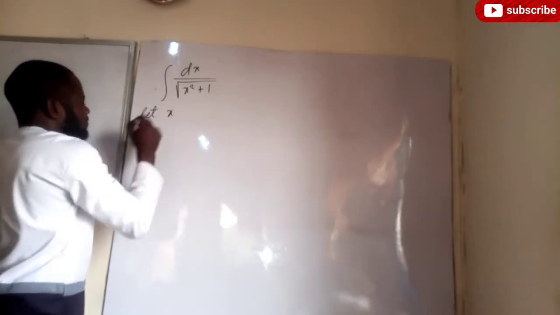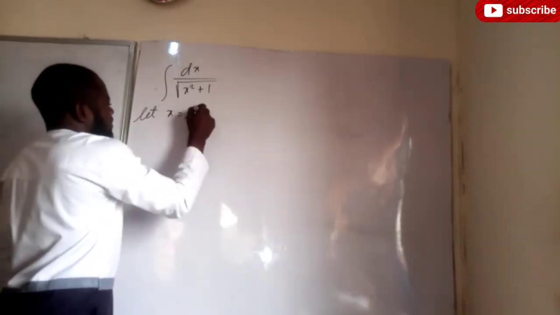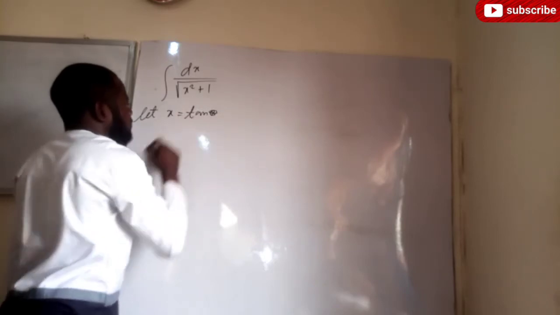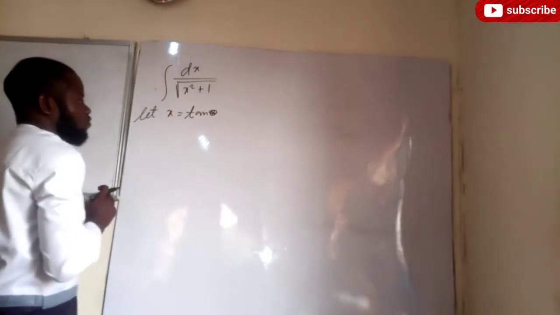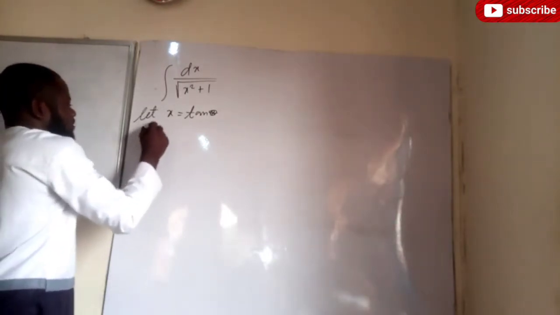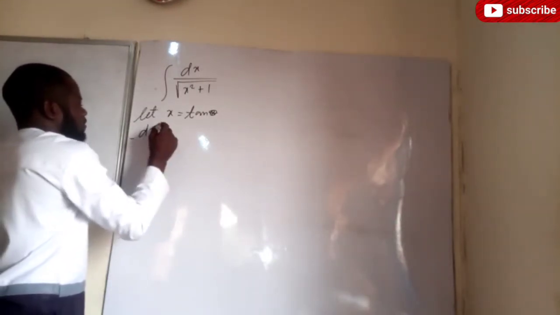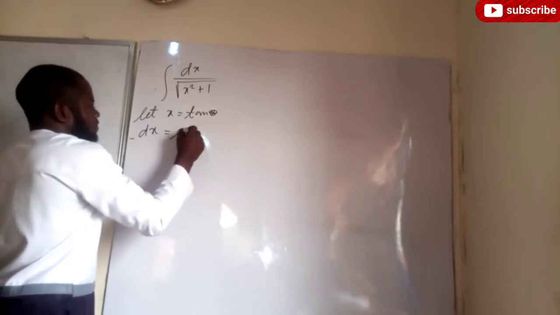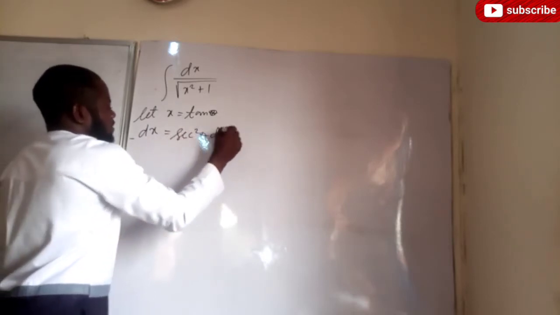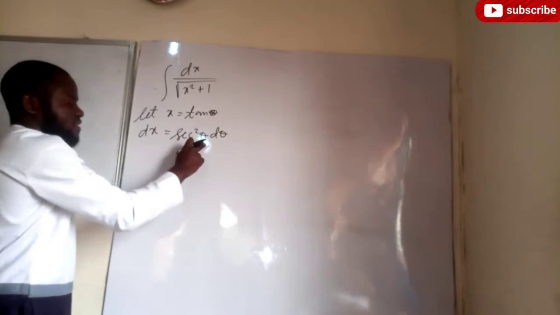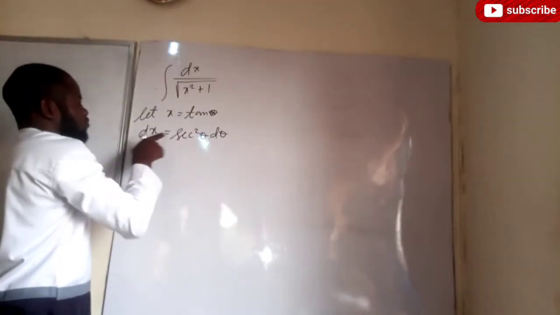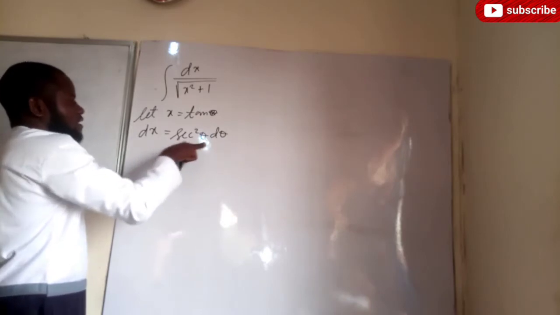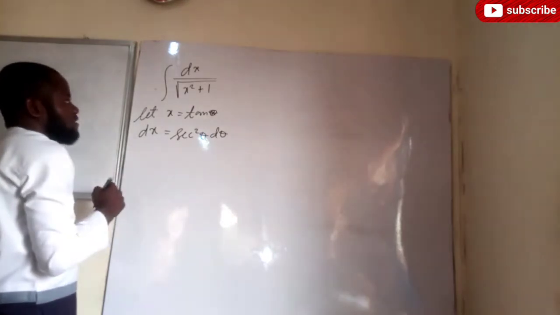let x equal tangent of theta. So I'm using substitution. If x is equal to tangent of theta, then dx is equal to sec squared theta d theta. So dx equals sec squared theta d theta. Now I can substitute dx with sec squared theta d theta.